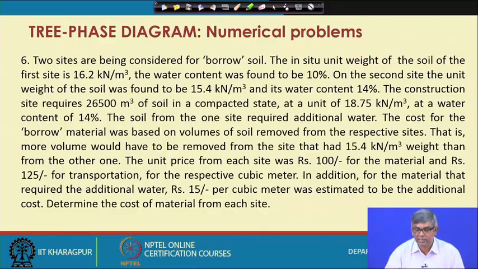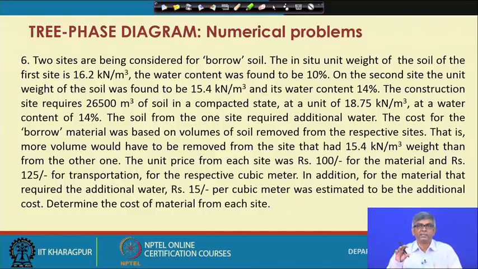The soil from the one side required additional water, that means where water content is less, that is the first side, water is required. The cost for the borrow material was based on volume of soil removed from the respective sides, that is the more volume would have to be removed from the site that has 15.4 kilonewton per meter cube weight than from the other one. The unit price from each site was rupees 100 for the material and rupees 125 for transportation for the respective cubic meter. And in addition, for the material that required the additional water, rupees 15 per cubic meter estimated. So determine the cost of material from each side.